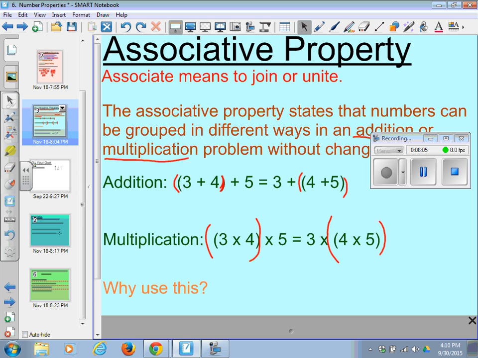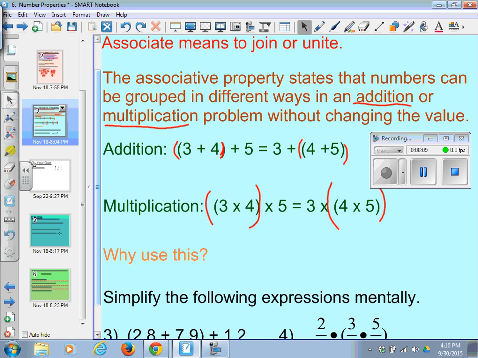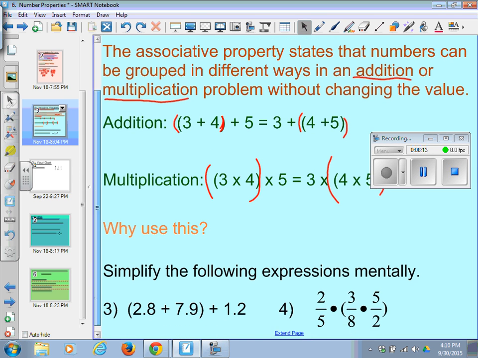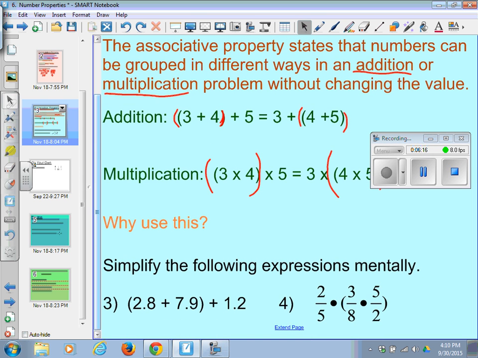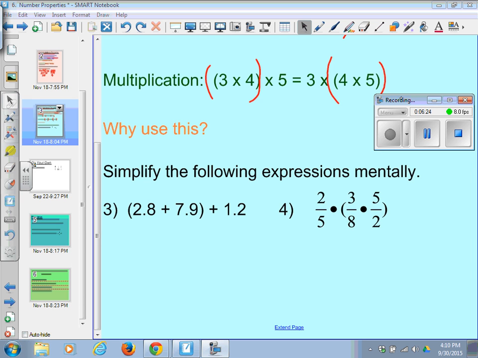Now, why would we use this? We would use this one to simplify a problem, just like our last rule. So, if we want to put that to practice, simplify the following expression mentally. If you would like, you can pause the video and you can simplify this in your head right now. I'm going to go ahead and work it out.